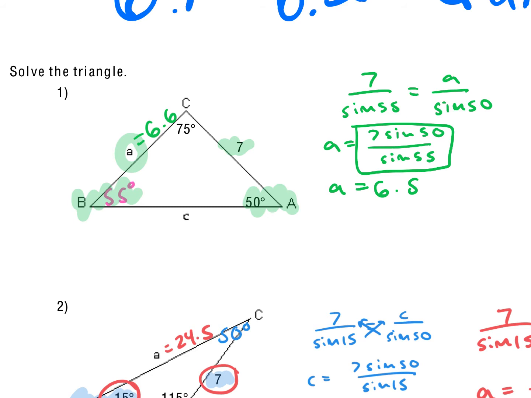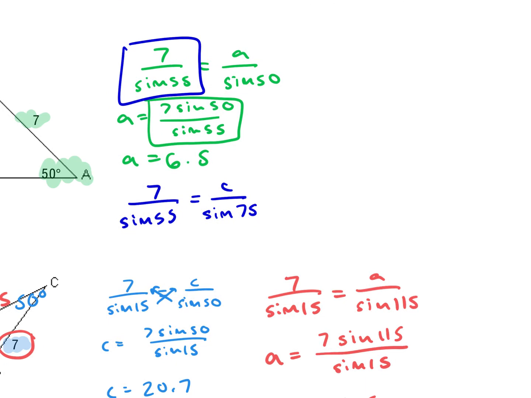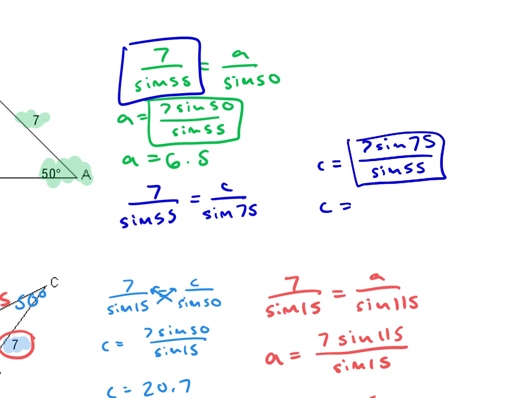Oh, awesome. So then last thing we need to find is C. So same proportion. Since 7 and sine of 55 were given, I'm going to use these two. So 7 over sine of 55 is equal to C over what? Sine of 75. Cross multiply. So 7 times sine of 75 is equal to sine of 55. Put that into your calculator, and what do we get? 8.25.